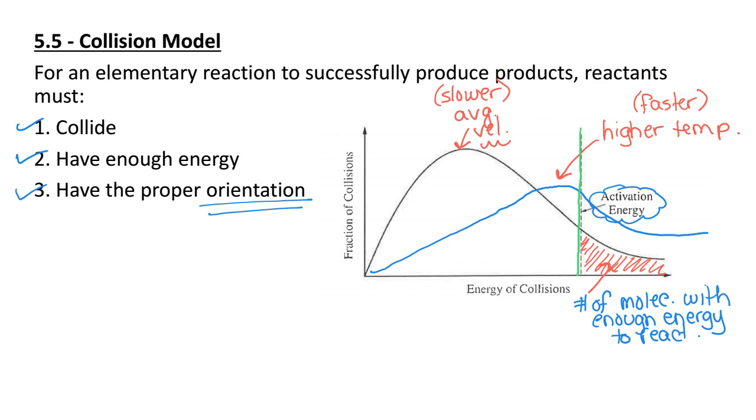So if I have a molecule or molecules that are at higher temperatures and the area under the curve is even greater, then that means you're going to have more molecules with enough energy to react, because the area underneath the curve is greater.